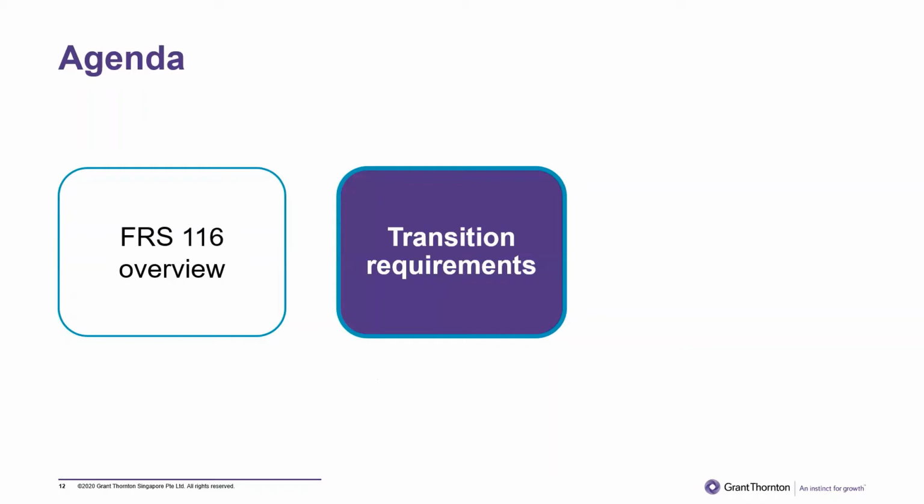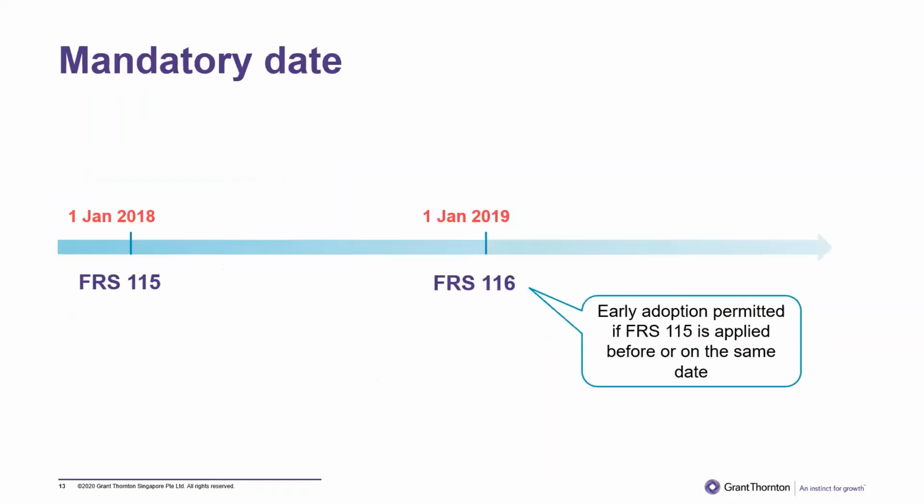The last section on the accounting side would be the transition requirements. How do you transition your existing leases into the new standard when you move to 116? So the cutoff date is 1st Jan 19. This is the date when the standard becomes effective.